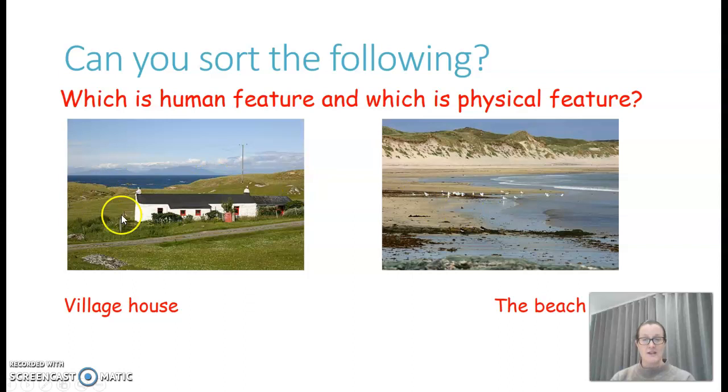So if you said that the village house was a human feature, so man-made, then you would be correct. It is. It's not naturally occurring. We as humans would build something like this, so it is a human feature. And the beach, if you said that this was a physical feature, so it's naturally occurring, then you would be correct. Well done. The beach is a naturally occurring feature.